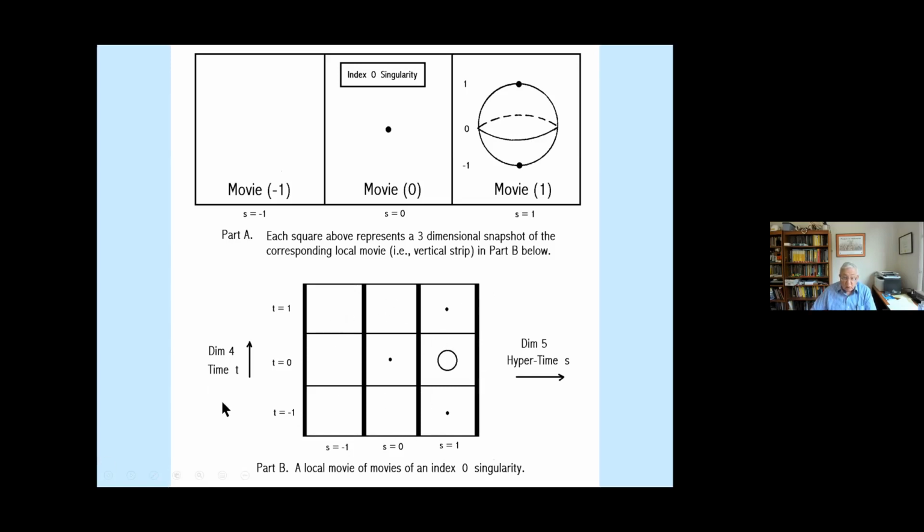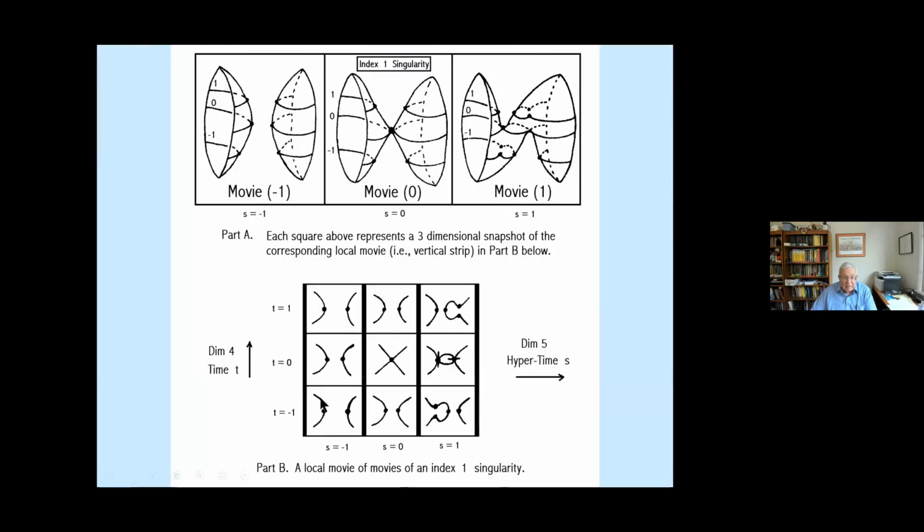So this is a local movie of movies of a singularity of index 0, just simply a sphere that's opening up. The next one's a very interesting one. This is one of the two types of saddle points that occur. And as we look at the cross sections, you'll notice that each square or rectangle at the top represents a three-dimensional cross section.